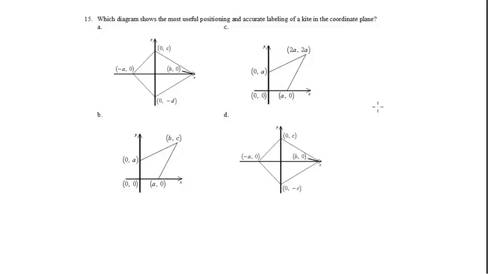So this one doesn't complete the kite, so I don't think that's the most useful. Remember, we're trying to figure out the most useful positioning. So I can rule that one out. I can rule this one out. So now let's look at A and B and think about what they're showing us.